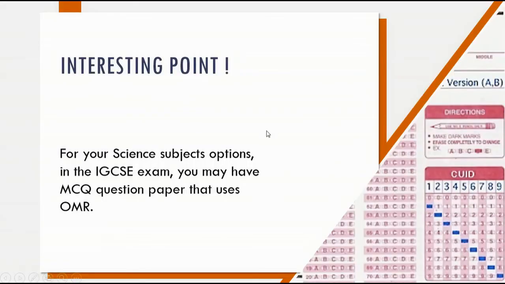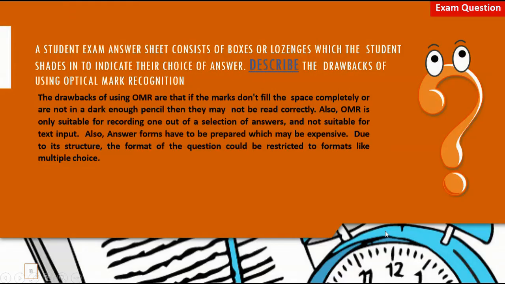For your science subject options, when you have an IGCSE exam, you will use an MCQ question paper that uses OMR. So it will look something like this. I have a sample exam question here for you again. There is a student whose exam answer key consists of boxes or lozenges which the student shades in order to indicate their choice of answer. Now describe what are the drawbacks of using OMR or optical mark recognition.